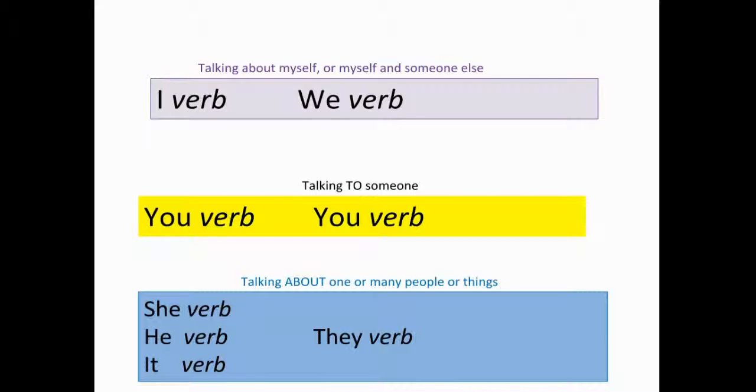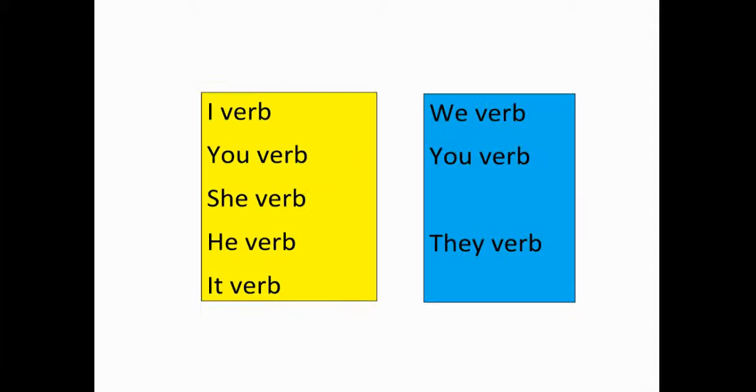And then in third person, the blue row, this means I'm talking to somebody else about a woman, she, a man, he, or a thing, it. And if I'm talking about a group of people or a group of things, then we say they, verb.